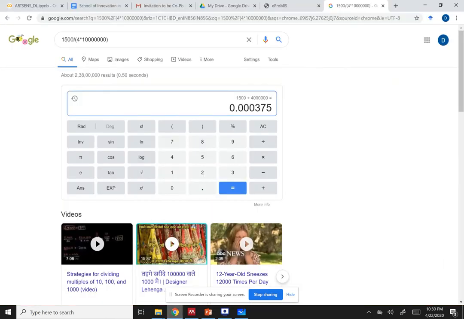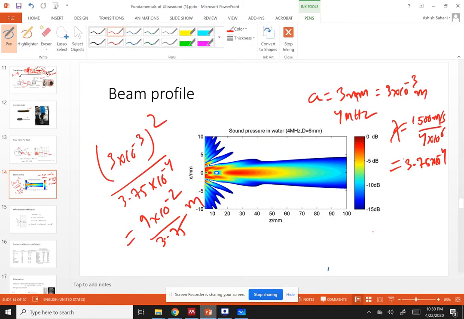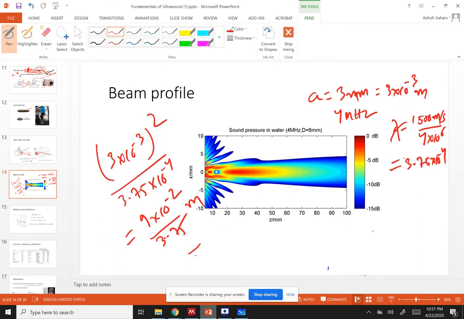9 by 3.75 is 2.4. So that is equal to 2.4 into 10 to the power minus 2 meters, that is equal to 24 millimeters. Okay. So if you look at this point here, which is 24 millimeters, this is the point where the near field to far field transition is happening.